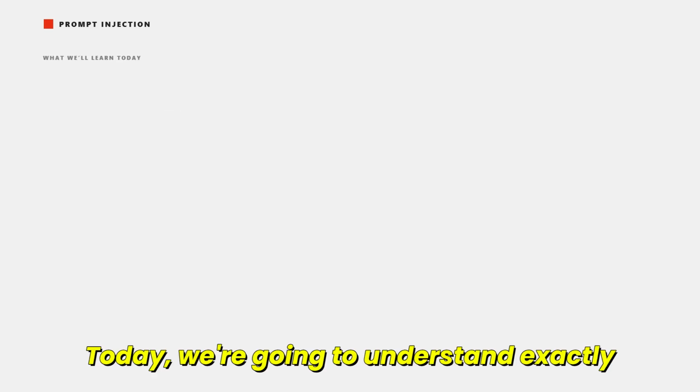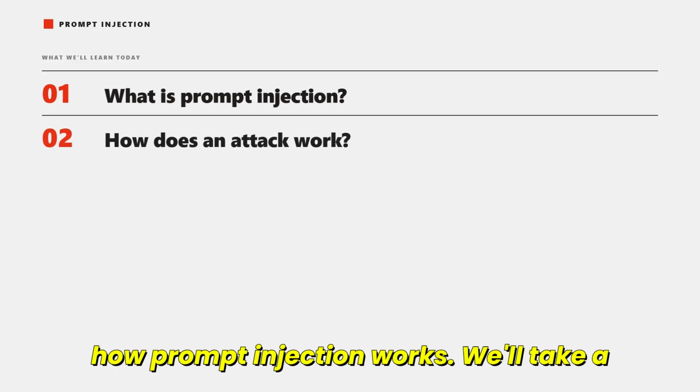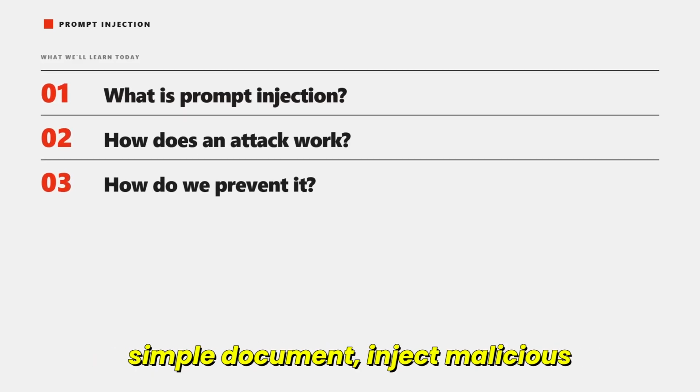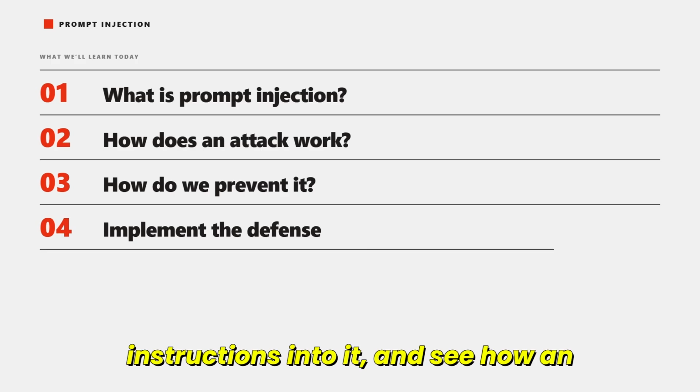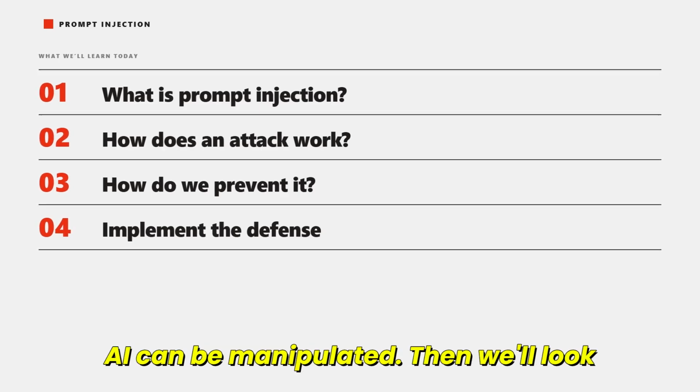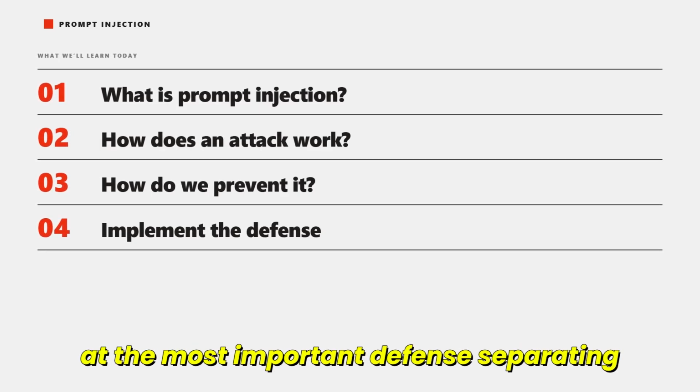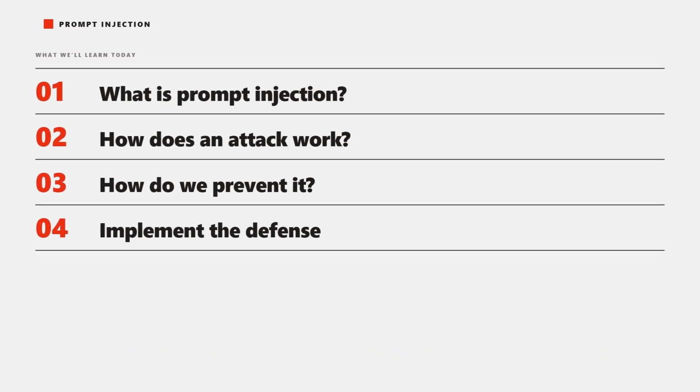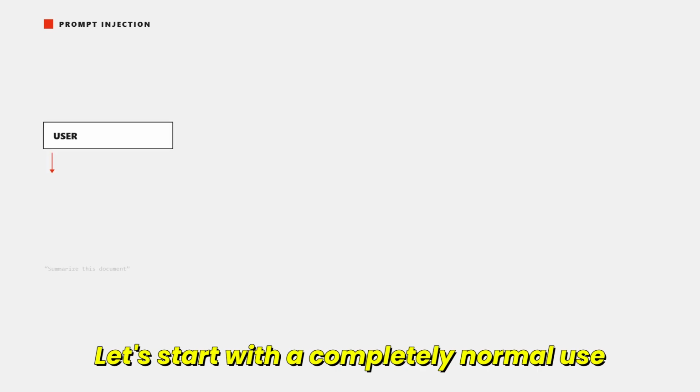Today, we're going to understand exactly how prompt injection works. We'll take a simple document, inject malicious instructions into it, and see how an AI can be manipulated. Then we'll look at the most important defense, separating trusted instructions from untrusted data. Let's start with a completely normal use case.